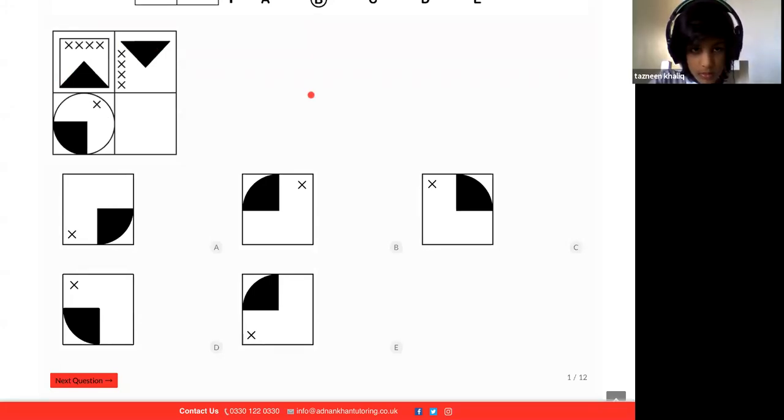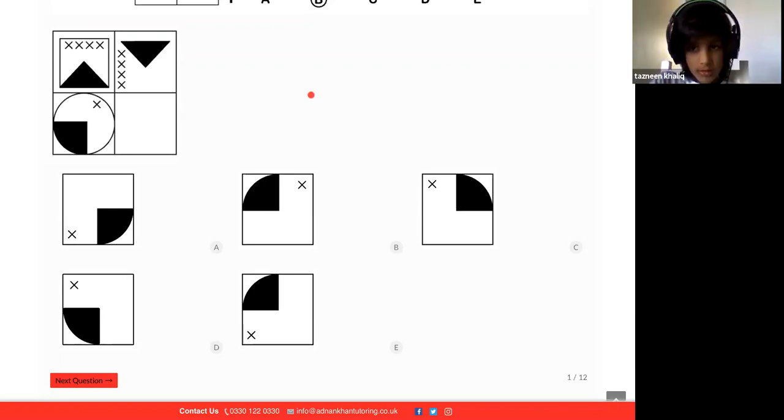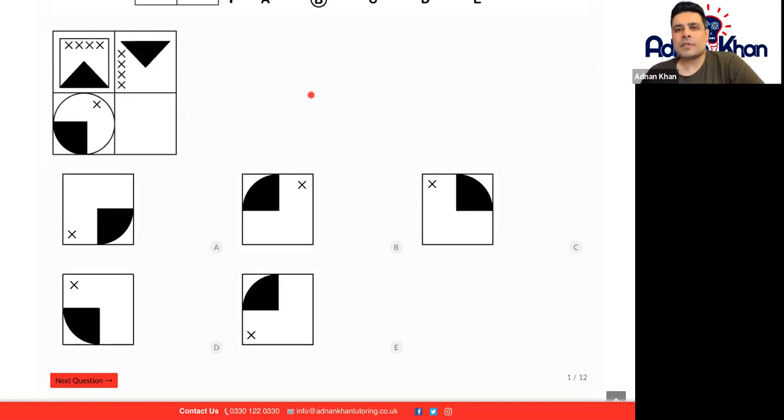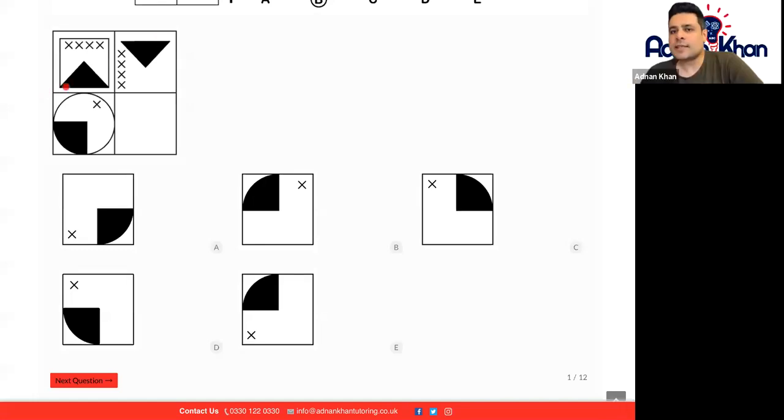Would you like me to help you? Yes. Okay, so moving from left to right, what happens is the black shape is rotated 180 degrees. So 180 degrees means this triangle jumps up here. Can you see that difference? Yeah. That's the first thing.